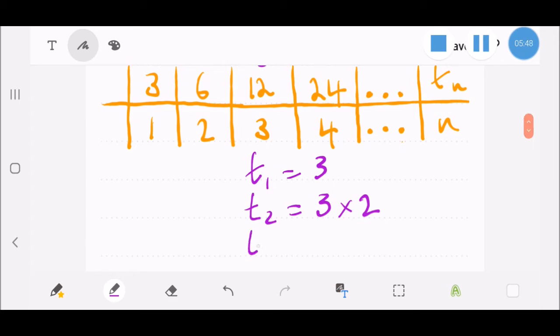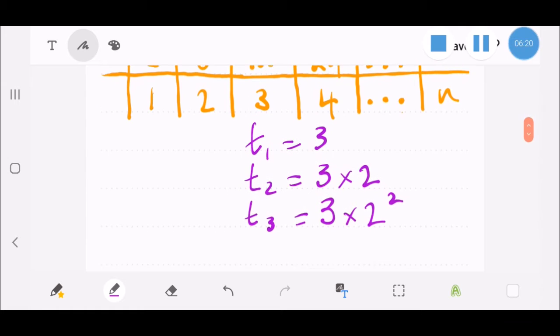Now the third term is whatever the second term is multiplied by the common ratio again. But the second term is 3 times 2. Okay, and if the third term is 3 times 2 times 2, then we need to add in another times 2. But that looks goofy. 3 times 2 times 2. I might as well write 3 times 2 squared. All right, so now we're getting somewhere.